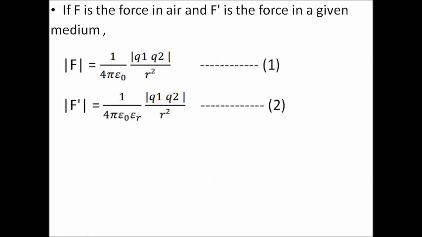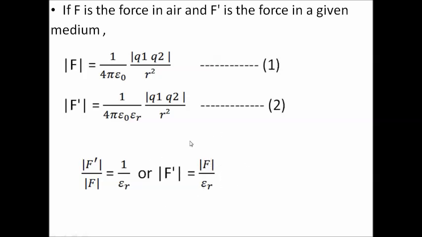Now I am dividing equation number 2 with equation number 1. I will get F dash by F is equal to 1 by epsilon r, because here I am changing the medium only. The rest of all the parameters remain the same. Q1, Q2, the magnitude of charges I am not changing, the distance between the charges is also not changing. So all the terms will get cancelled out, and I will get F dash by F is equal to 1 by epsilon r, or I can write F dash is equal to F by epsilon r. That is, the force in any other medium is equal to 1 by epsilon r times the force in air.